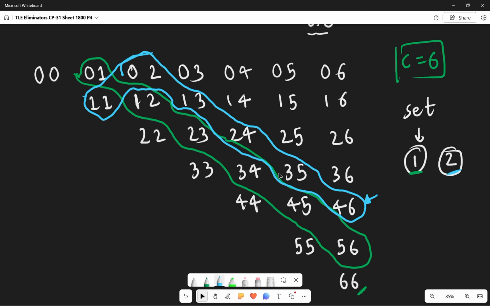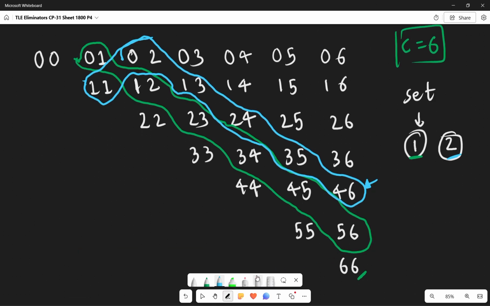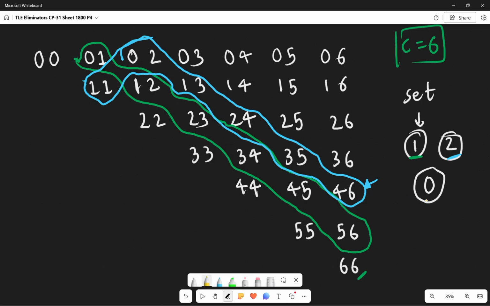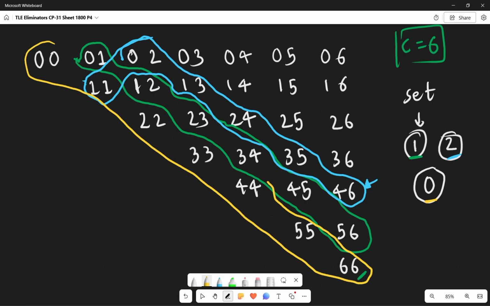Okay, so let's say my set contains 0. I may run out of colors maybe. Okay, let's see. If my set contains 0, then all these guys marked in the yellow color are out of our answer, right? So we cannot take them.